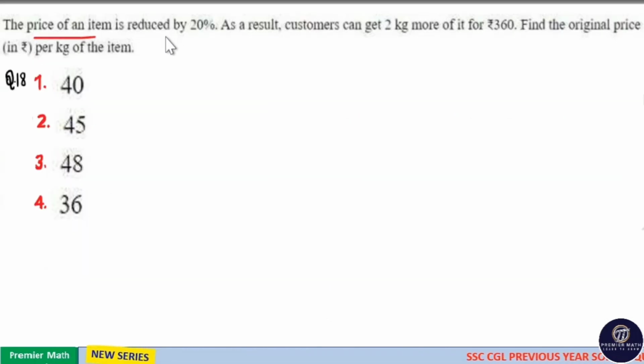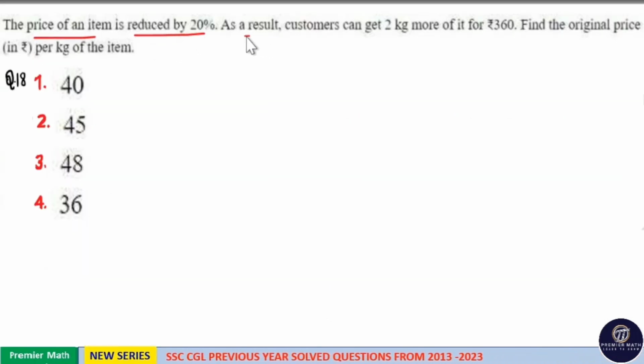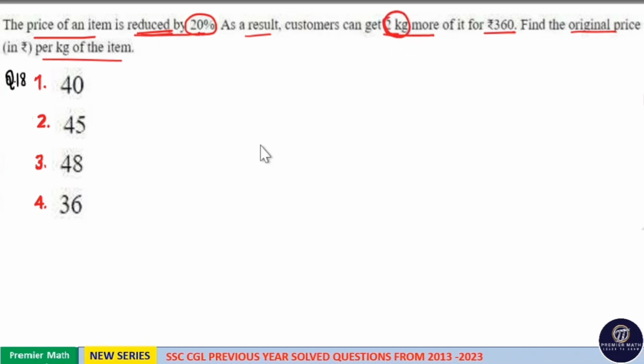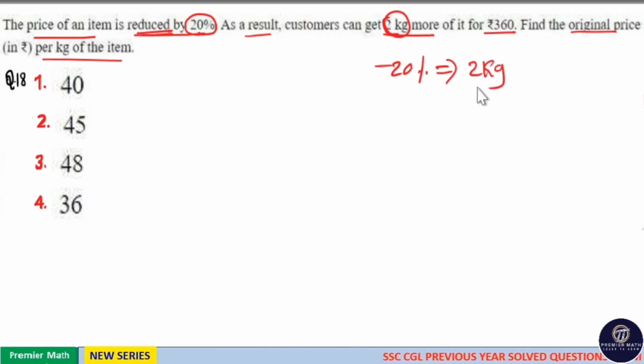Price of an item is reduced by 20%. As a result, customers can get 2 kg more of it for rupees 360. Find the original price per kilogram of the item. Here we have a short trick: this 20% reduction leads to this 2 kg additional amount. So 20% reduction leads to 2 kg additional amount. Then 10% reduction leads to 1 kg additional amount.